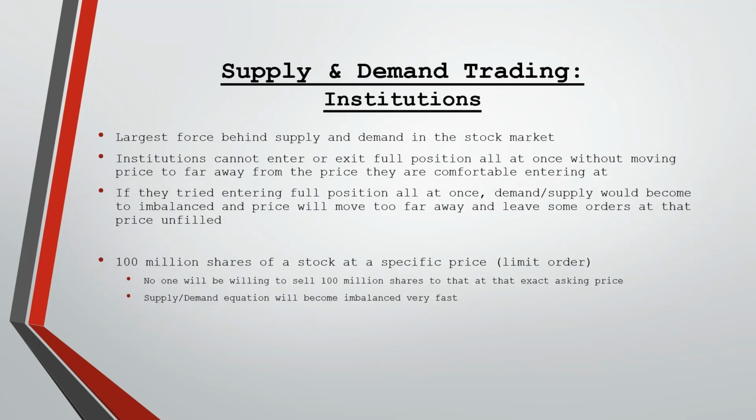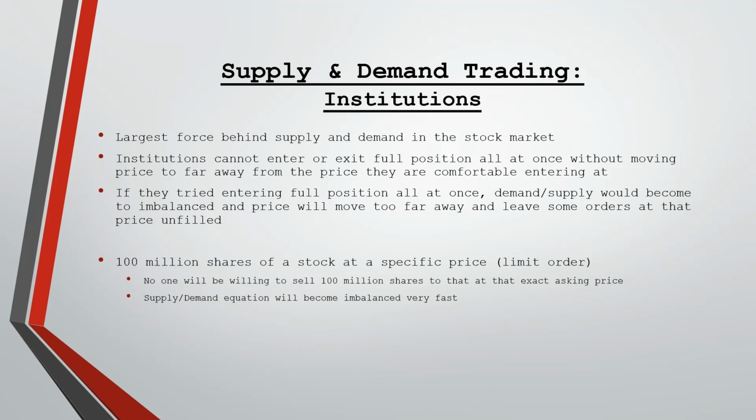So I'm just going to go back really quick here. They wanted to get those 100 million shares at that price. What's going to happen is the supply to demand equation is going to become imbalanced very fast, and price is going to move too far away from that specific price they were looking to enter. And some of their limit orders that are at that price will become unfilled, right? Because price isn't there anymore. And those limit orders are going to stay stagnant there. They're just going to be there because they're all unfilled orders at a specific price. And this is how we're going to get into these supply and demand zones.